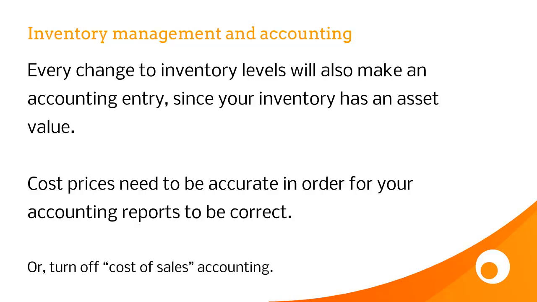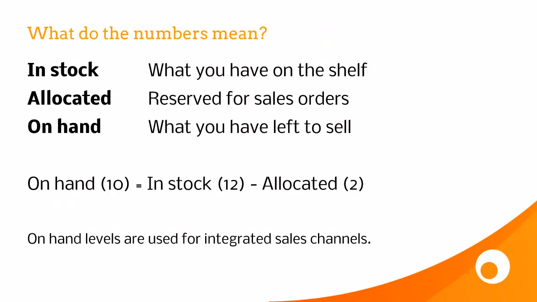Now, inventory management is very, very closely tied to accounting, because every time you change a stock level, it changes your asset value, and therefore an accounting entry has to be made as well. And this is why cost prices need to be accurate. Without accurate cost prices, your accounting reports are unlikely to be correct. If you don't want to manage your system this accurately, in other words, turn the cost of sales accounting off, you can do so.